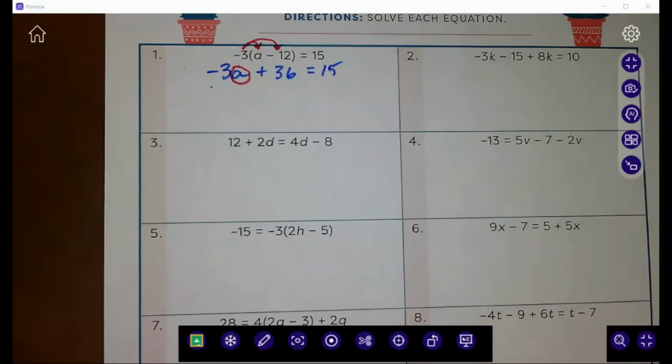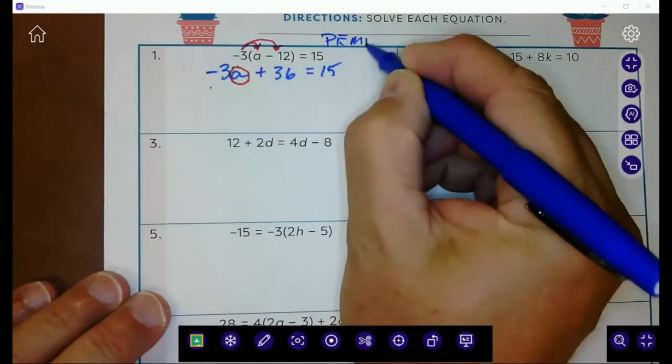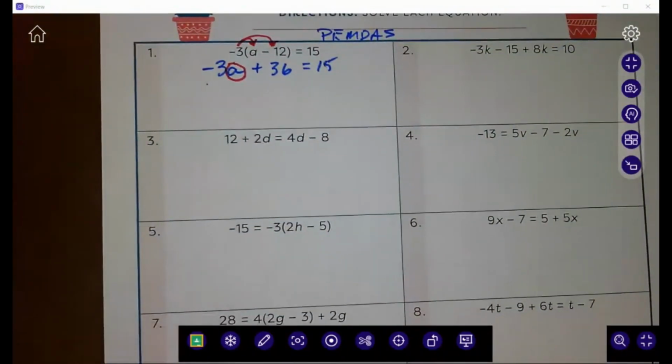So we focus on it, and we remember our please excuse my dear Aunt Sally, and we work backwards. We undo addition or subtraction as we come to it. So here's my first question to someone. Miss Trexler, what do I need to do to both sides first?